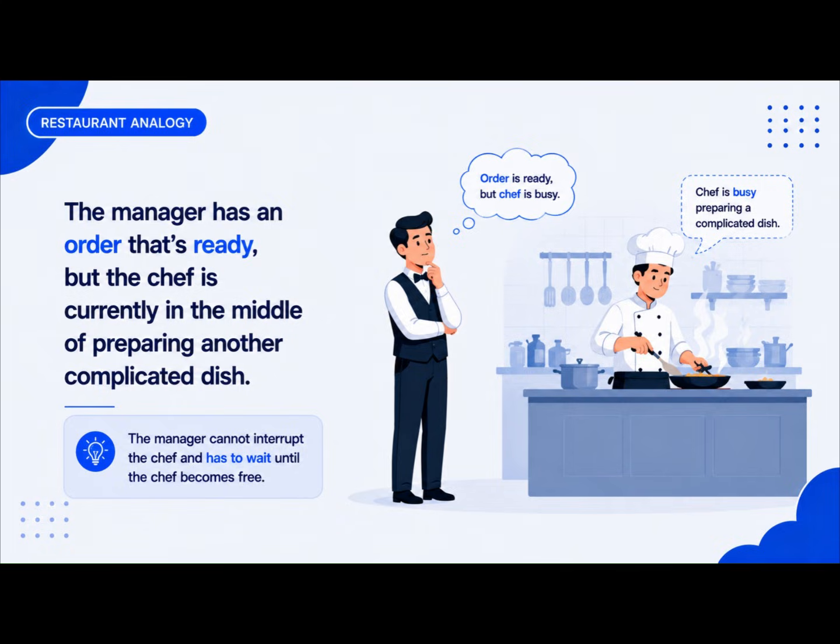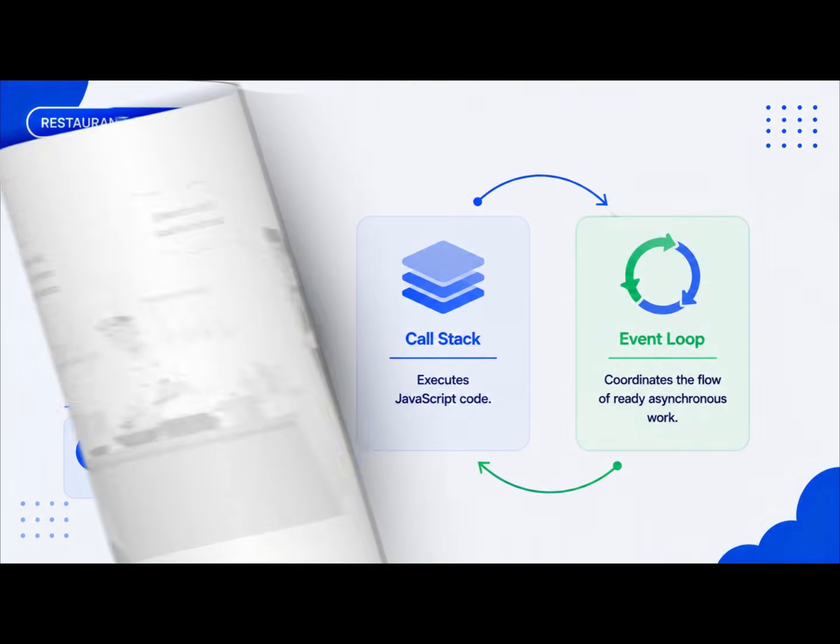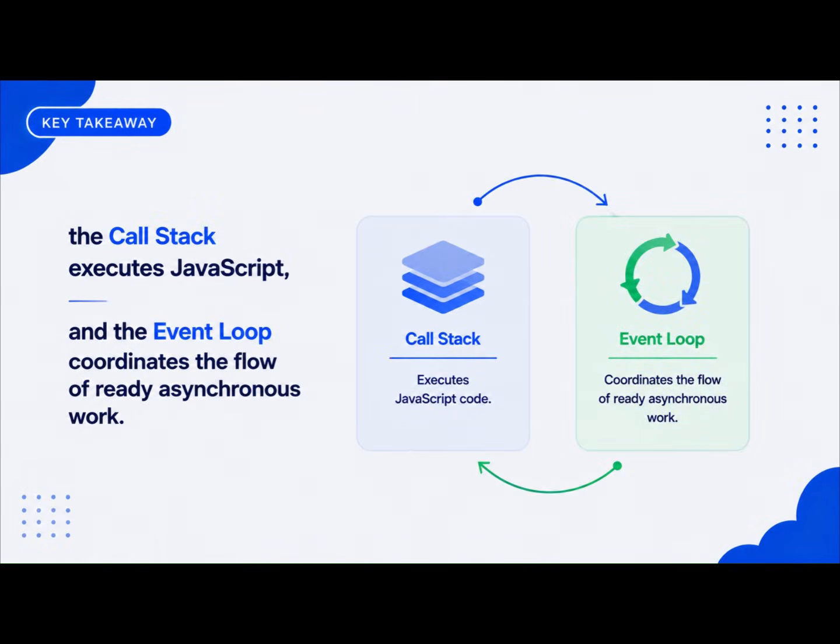The same thing happens in JavaScript. If the call stack is busy executing code, the event loop cannot interrupt that execution. The ready asynchronous work simply has to wait. Only once the call stack becomes available can that work be processed. So remember, the call stack keeps track of the functions that are currently being executed, and the event loop coordinates the flow of ready asynchronous work. This distinction is really important.